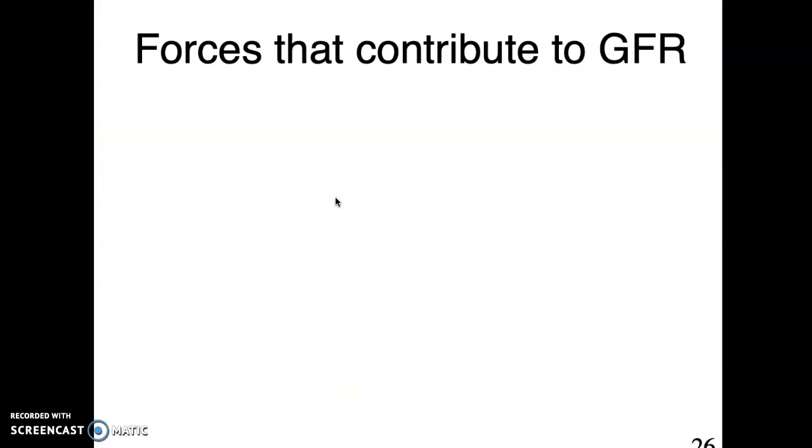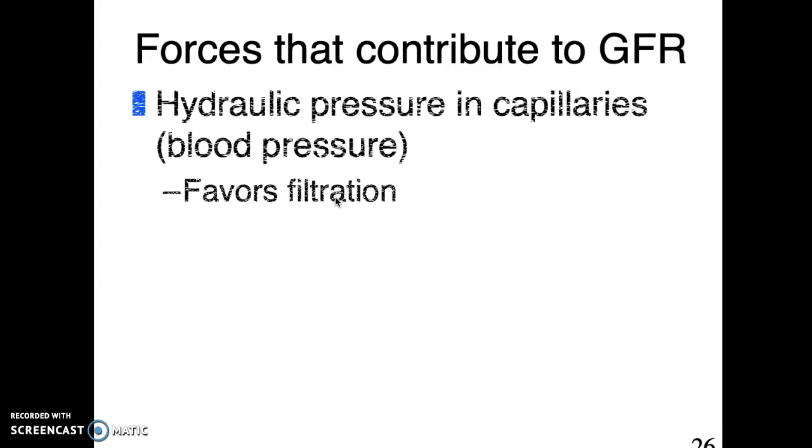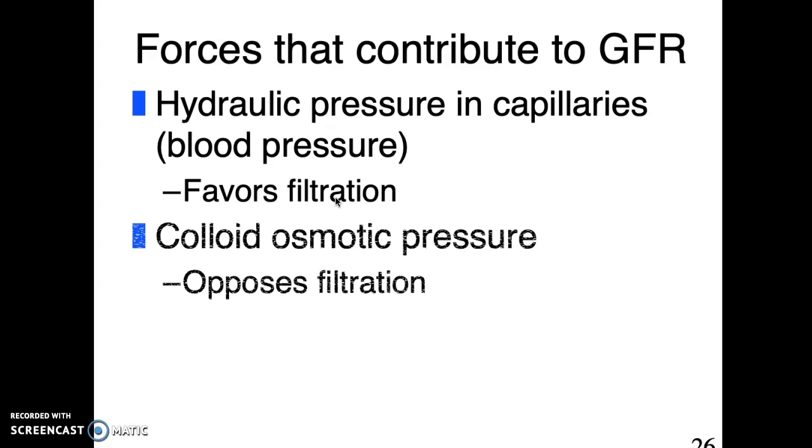So what are the forces that contribute to that rate of filtration in the glomerulus, called GFR, glomerular filtration rate? Well, the first thing is how much pressure is in those capillaries, correct? Think of the hose again. If you have very little pressure coming into that hose, very little of it is going to leak out. So blood pressure. If the blood pressure is high, you're going to be filtering quite a bit of this blood in order to make urine.